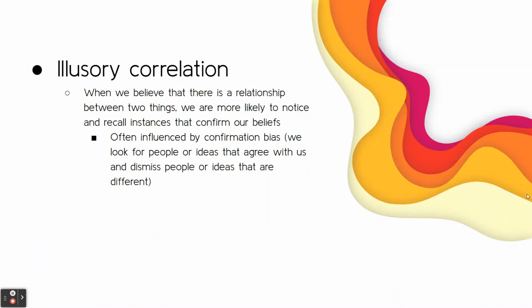An illusory correlation is a fake correlation. It's when we believe that there's a relationship between two things, and we're more likely to notice and recall instances that confirm our beliefs. This is often influenced by something called confirmation bias. And we'll talk more about this in social psychology. But this is when we look for people or ideas that agree with us, and we dismiss people or ideas that are different from us.